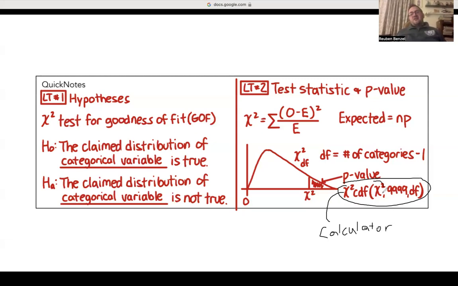You put whatever your number is from your chi-squared, and it goes up to 9,999, a big number. And the p-value is just a shaded area, like what percentage is it going to be? And you always just put the degree of freedom, which is just the number of categories minus 1. You can also use table C as well.